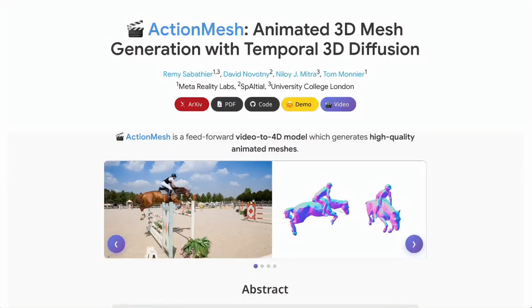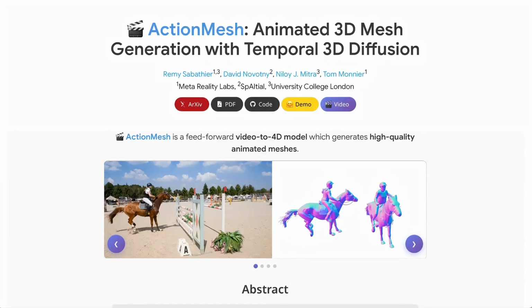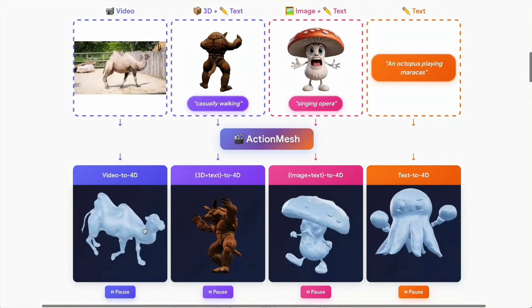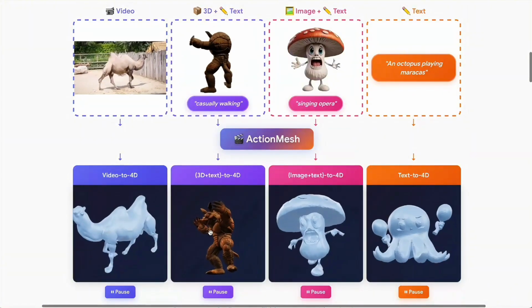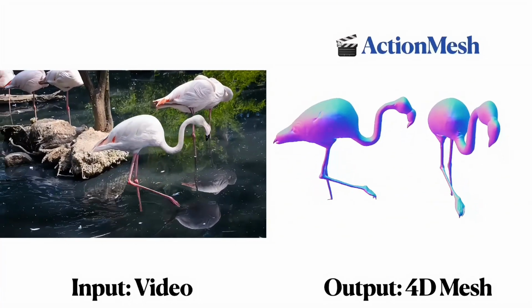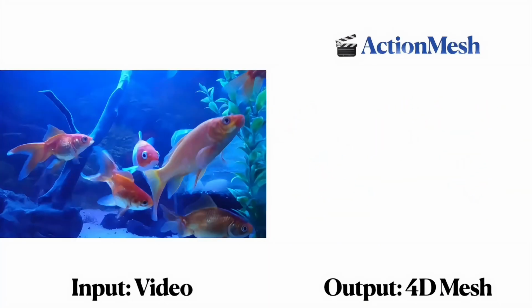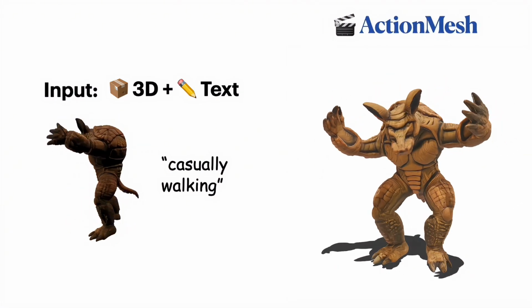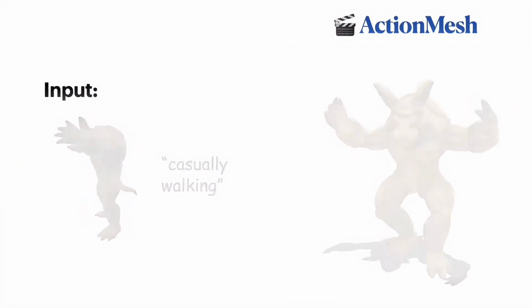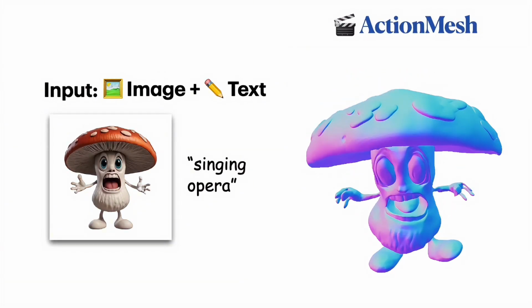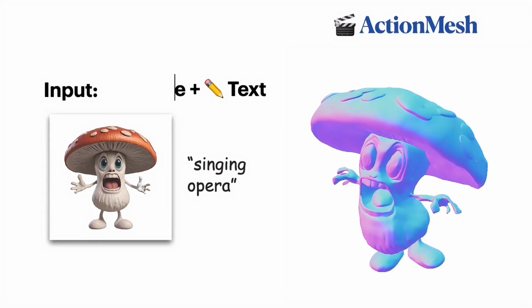Stay tuned. Now watch this. ActionMesh from Meta turns video, images, 3D models, or even text prompts into fully animated 3D meshes you can spin around in real time. Start with a plain video, and it reconstructs the performer as a moving 3D mesh. Give it a 3D model and a short prompt like casually walking, and the asset moves exactly as described. Start with just one image and a caption, and it pulls the character out of the picture and drives a full 3D animation.